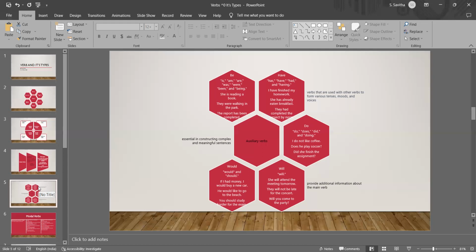Next is have. Where do we use have? To create the perfect tenses, which means present perfect, past perfect, and future perfect, which includes has, have, had, and having. I have finished my homework. She has already eaten breakfast. They had completed the project by noon.